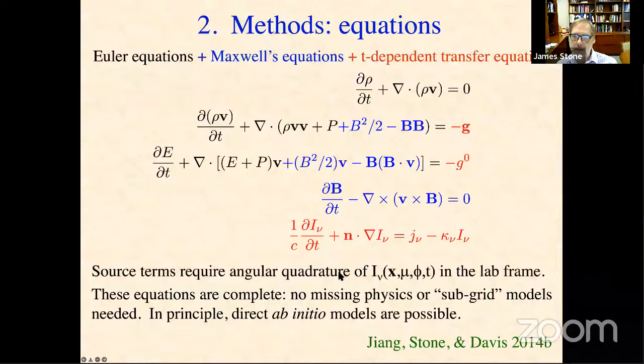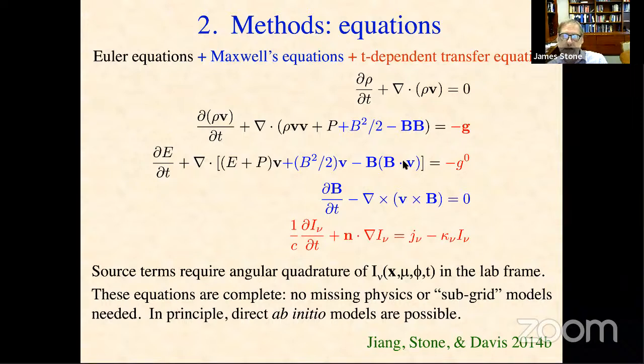just come from angular quadratures of the specific intensity to calculate the heating, cooling, and radiation forces in the lab frame. And there's no missing physics, no subgrid needed here. And so I always say this in many ways is an easier computational problem than many others in astrophysics. For example, in galaxy formation, where there are small scale processes that are unresolved on the computational mesh, feedback from star formation and turbulence and so on, that have to be included through some kind of subgrid prescription. And here there are no subgrid models, no subgrid physics needed.